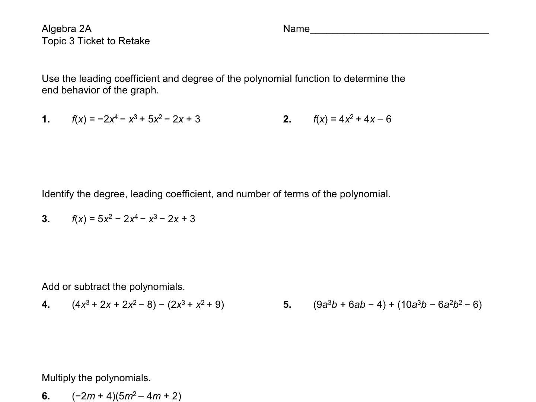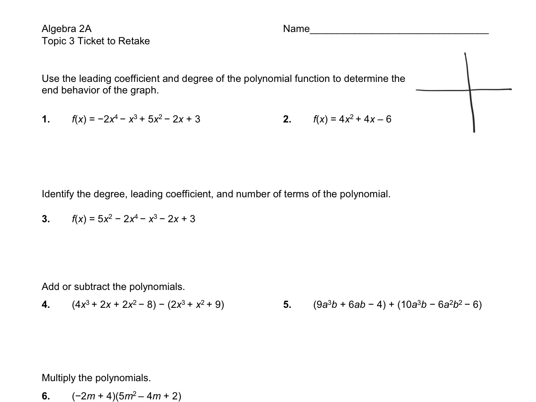All right, so first, a couple questions. It says, use the leading coefficient and degree of the polynomial function to determine the end behavior of the graph. So just a reminder what end behavior is. If we think about a graph or a function, what's happening on the ends? What's happening on the right end of your function? What's happening on the left end of your function?